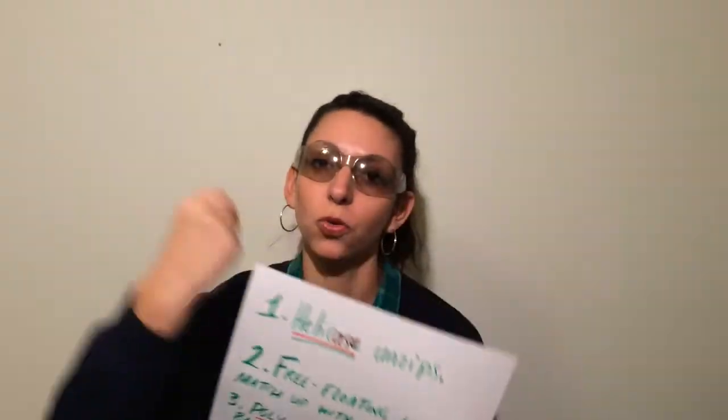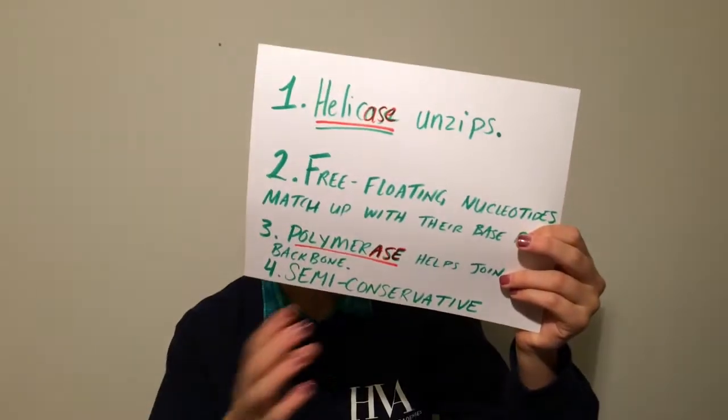Then we have free floating nucleotides that are going to match with their base pairs, and so we have one side being built new and the other side being built new as well. And then polymerase, another enzyme, will come and join together the new backbones until we have what's called semi-conservative replication, where we have two exactly identical new molecules of DNA, each with half old and half new sides or strands.